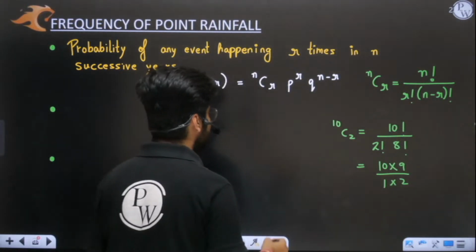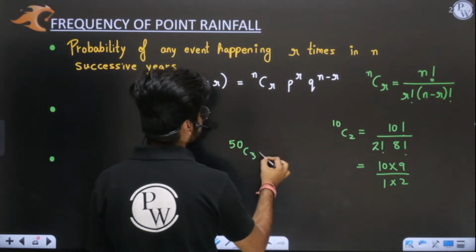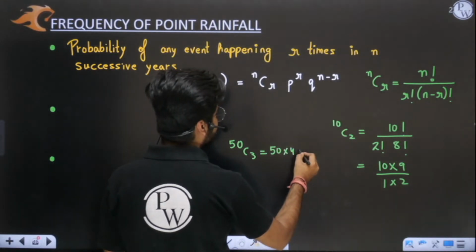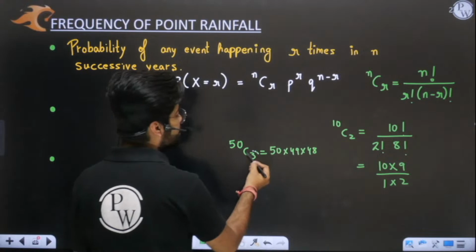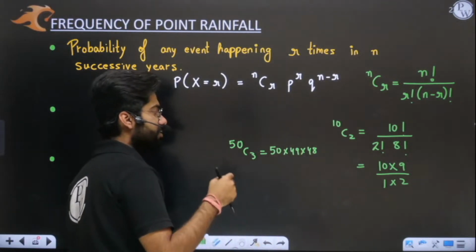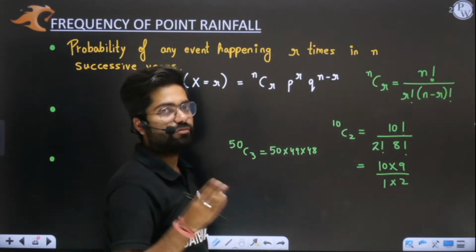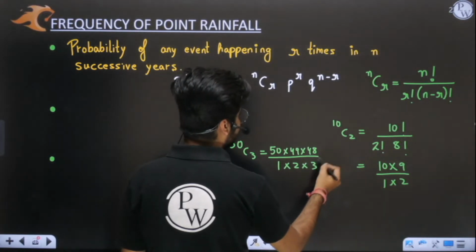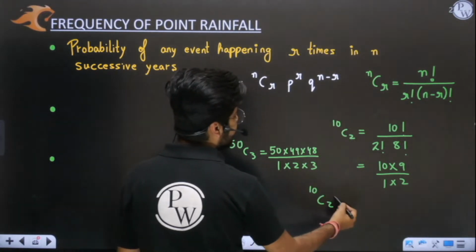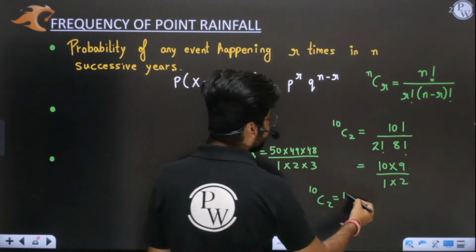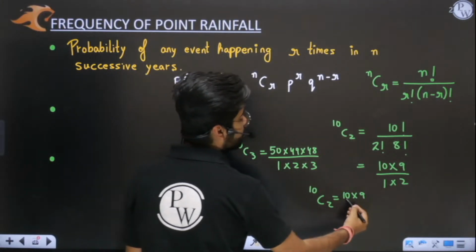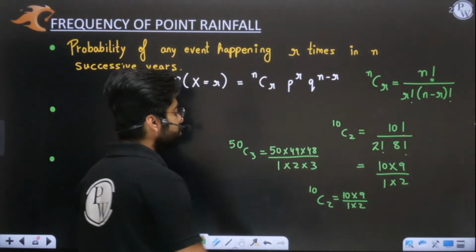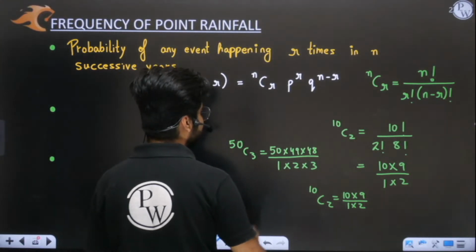One trick is there when you want to solve 50C3 directly. We have to write 3 terms, 50, 49, 48. Decrease the value of n 1 by 1 for 3 times, and divide by 3 factorial. If we are to write 10C2, write 10, decrease its value 1 by 1 and write only 2 terms, and in the denominator, write 2 factorial. I hope this is very clear to you. In such fashion, you can evaluate combinations.